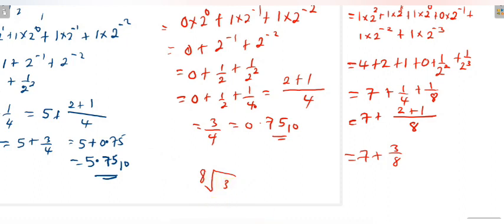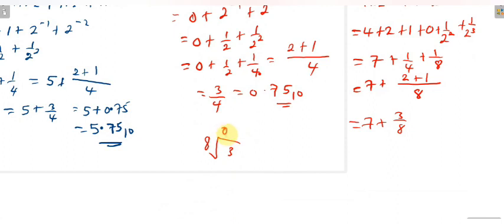So 3 divided by 8 is impossible. So I'll add 0 point. Then I'll add 0 to this. So 30 divided by 8 is 3, 3 times 8 is 24. 30 minus 24 is 6. 60 divided by 8, impossible, so I'll add 0. So 60 divided by 8 is 7. 7 times 8 is 56. So 60 minus 56 is 4.